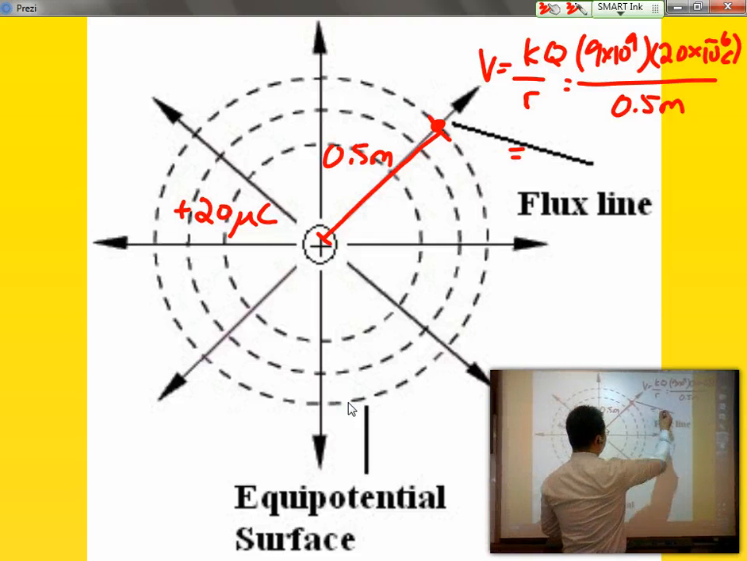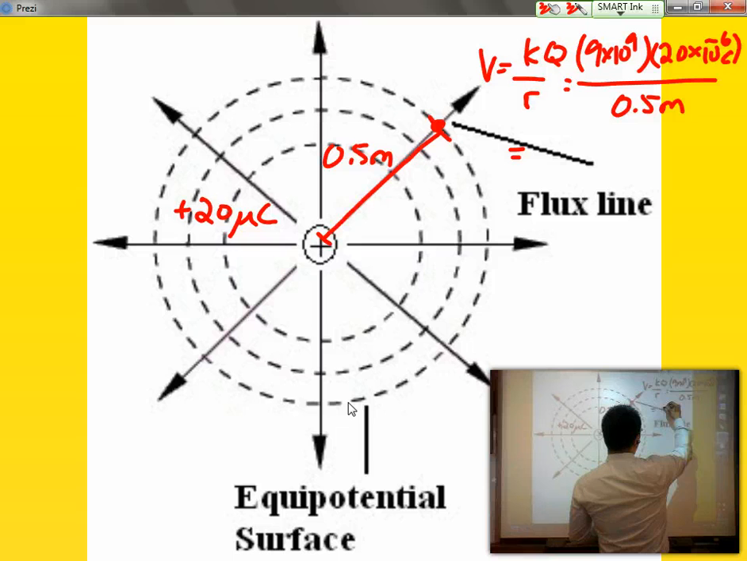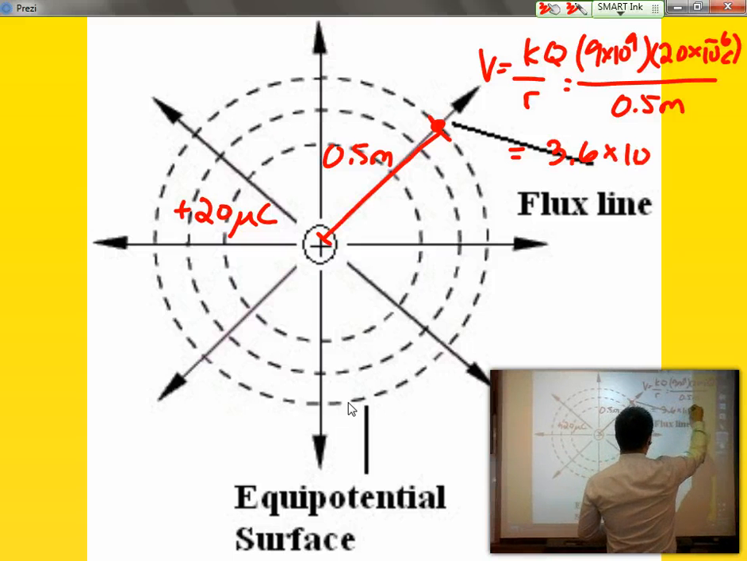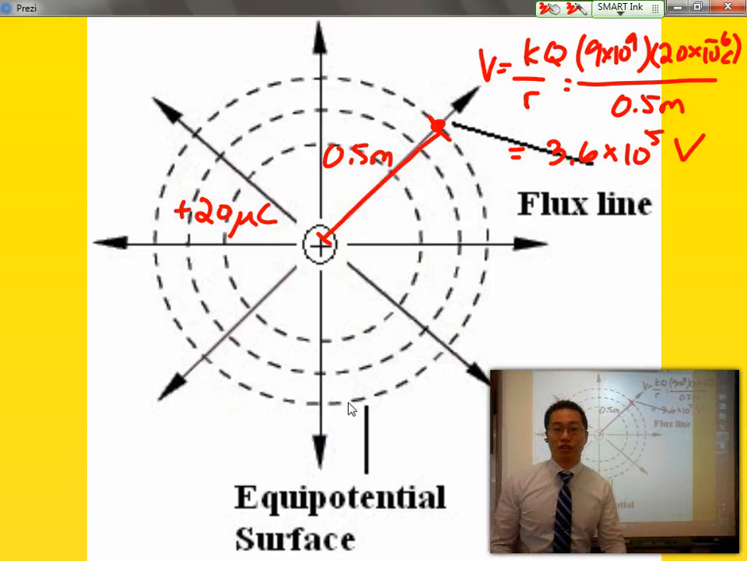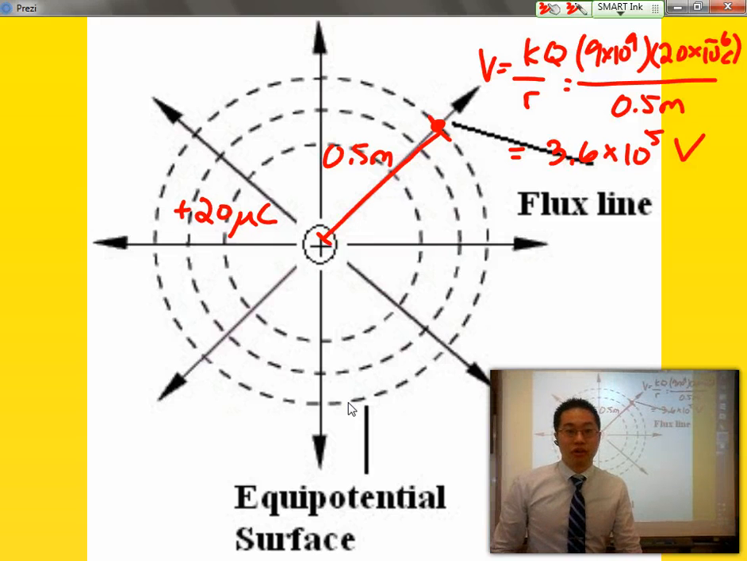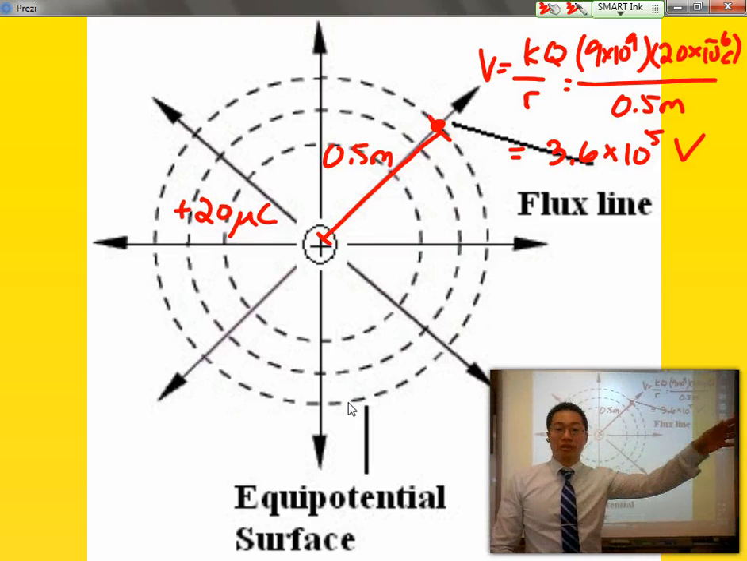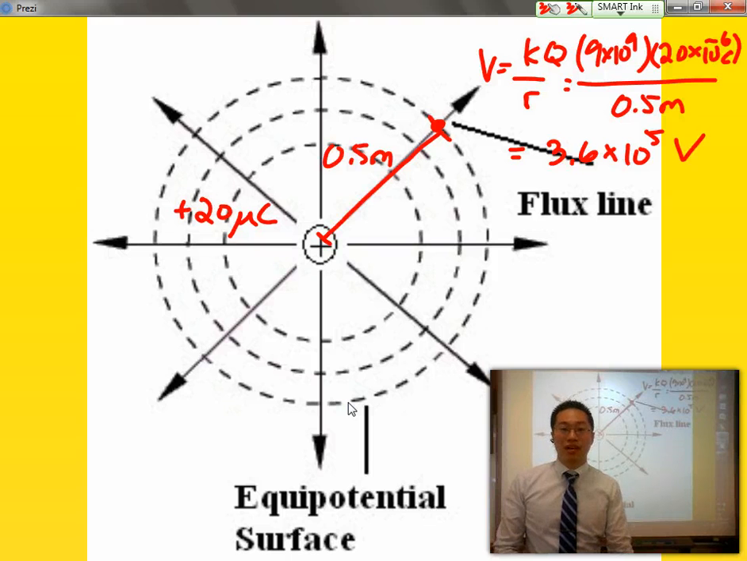And this ends up equaling 3.6 times 10 to the 5th volts. Okay, so that's the height, or that's the electric potential, 0.5 meters away. Now they're going to bring another charge from a distant point. And that distant point simply means that we can assume that R is equal to infinity.